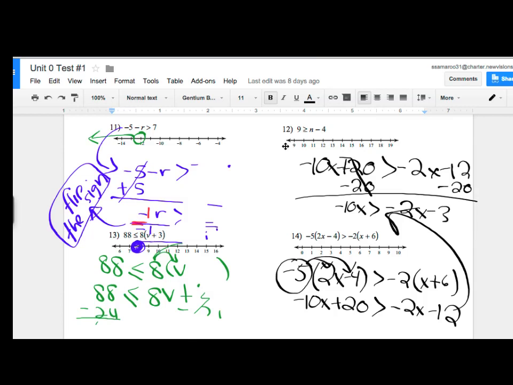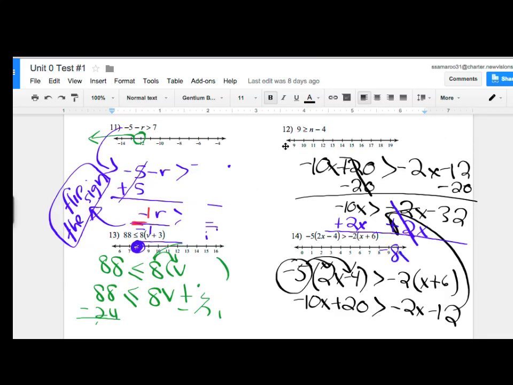minus 32. Does it matter which one I move first? Like, what if I wanted to do plus 2x? Does it matter? No, it doesn't matter, either one, but I chose to work away from the variable first. Can't see the black. Okay, so now I'm gonna make sure my variable's on the same side. I'm gonna add 2x to both sides. All right, this cancels out just like in a regular equation.